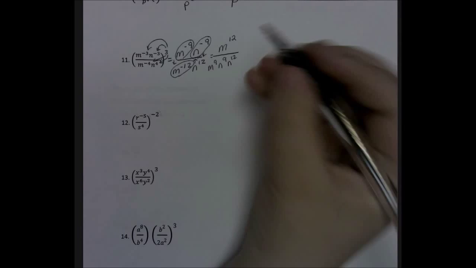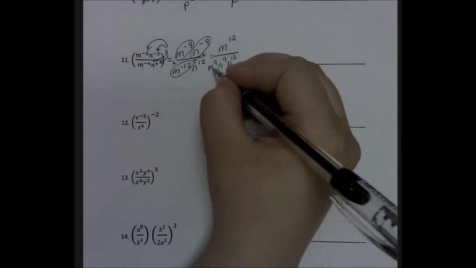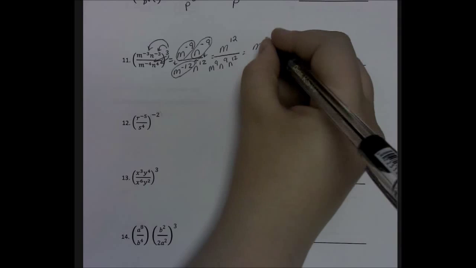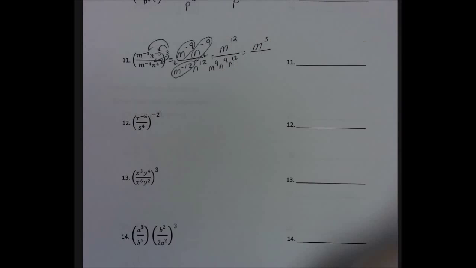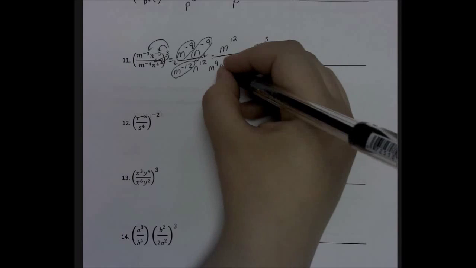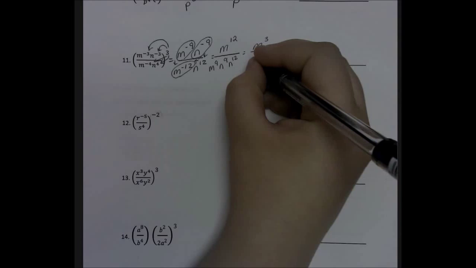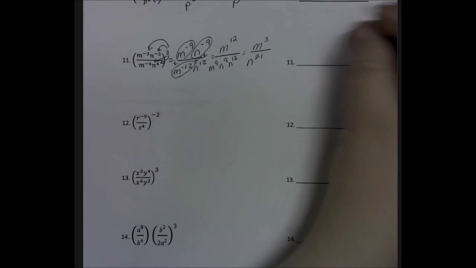So I have 12 minus 9, because we're dividing those bases, is 3. And the m to the third goes in my numerator because 12 is bigger than 9. Then I have n to the 9 times n to the 12. Well, when you multiply your bases, you add your exponents. So 9 plus 12 is 21. So it's n to the 21.